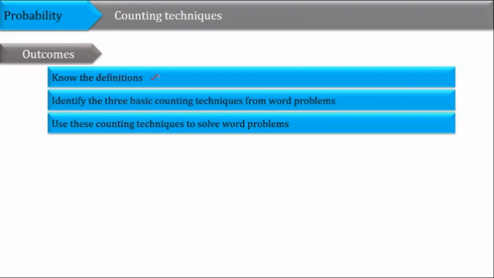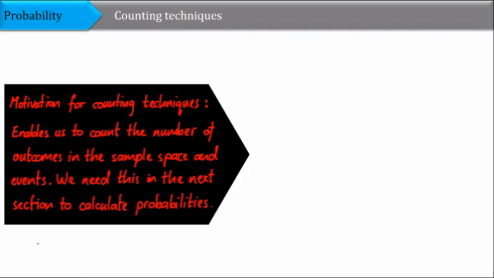Right, so first of all, again, the outcomes for this session: you have to know the definitions, very important. Then you must be able to identify the three basic counting techniques from word problems, and then you must be able to use those counting techniques to solve the relevant word problems. Now these word problems will include probability problems in the next section as well.